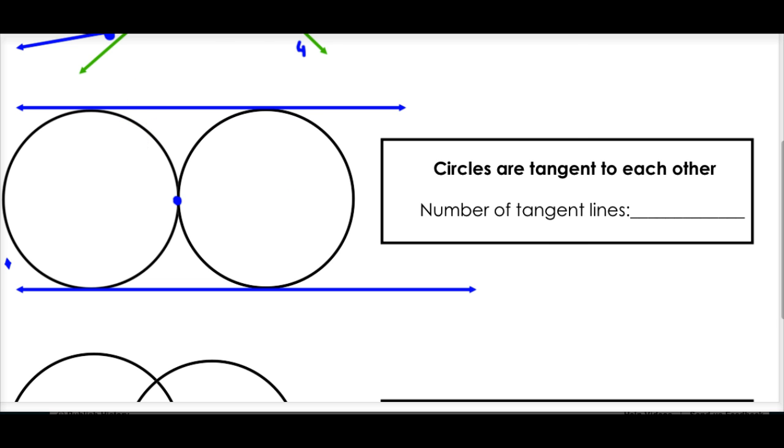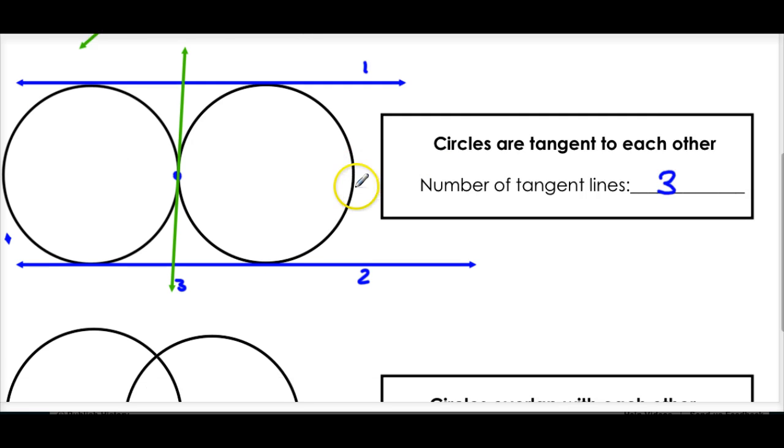Well, if you thought of this, good for you. The third one would be actually right down the middle, right? Oh, this thing, look at that, it won't even go through the middle. Right down the middle would be our third and final tangent, right? Because it touches at one point here, so it goes down right the middle, so we have just a tangent line here. So how many tangents do we have here? We got 1, 2, and 3. So if two circles are tangent to each other, there's 3 common tangents you could draw.